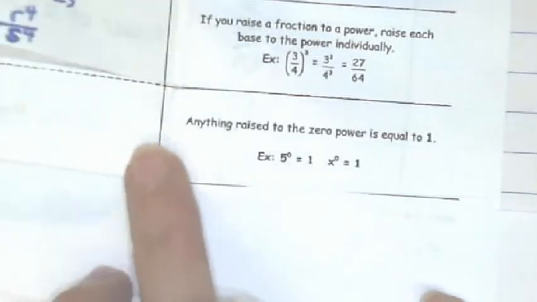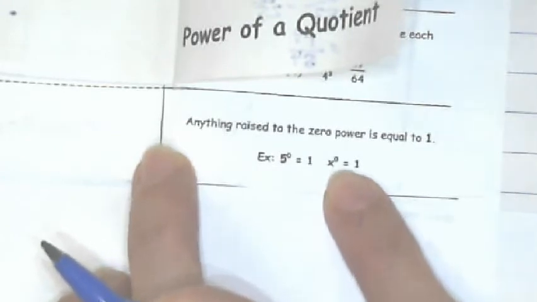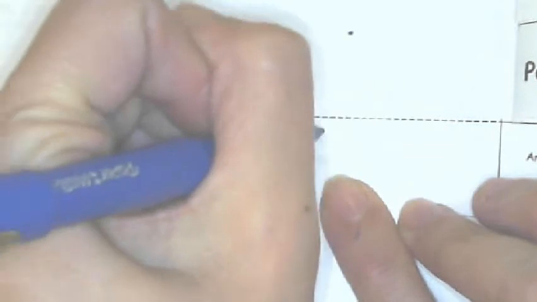Alright, the 0 power. You already learned anything to the 0 power. This is the easiest one. Anything to the 0 power is always going to be 1. Anything, even x, a variable, anything is 1. So over here, this is simple. 3 to the 0 power is 1. y to the 0 power is 1.